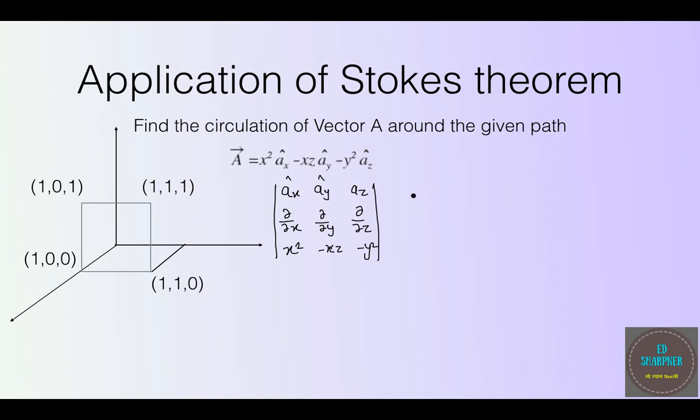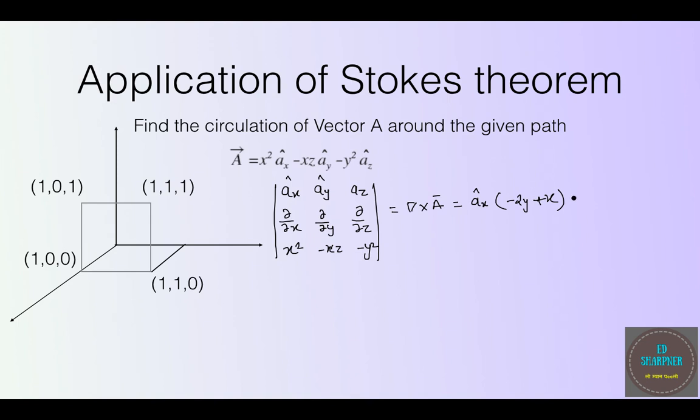Now we compute del cross A. So we get the first term as ax cap, and then we have minus 2y, that is dou by dou y operated on minus y square, which gives minus 2y, and dou by dou z operated on minus xz, which gives minus 2y plus x, because this is a minus sign over there.